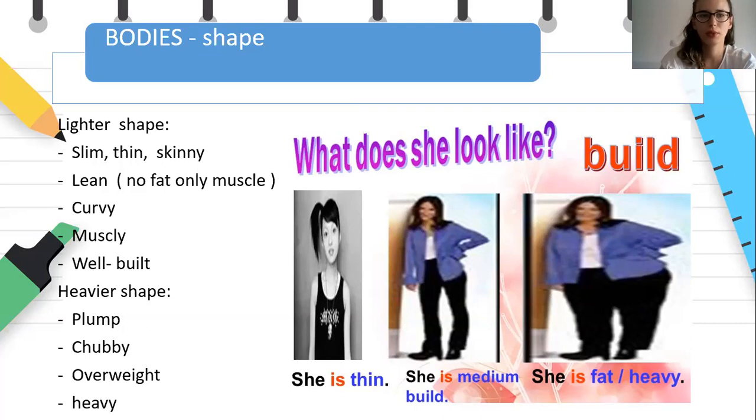Let's see the vocabulary for lighter shape. Slim, thin, skinny. Lean, meaning no fat, only muscle. Curvy, muscly, well built. And the vocabulary for the heavier shape: plump, chubby, overweight, and heavy. These are the inoffensive words.